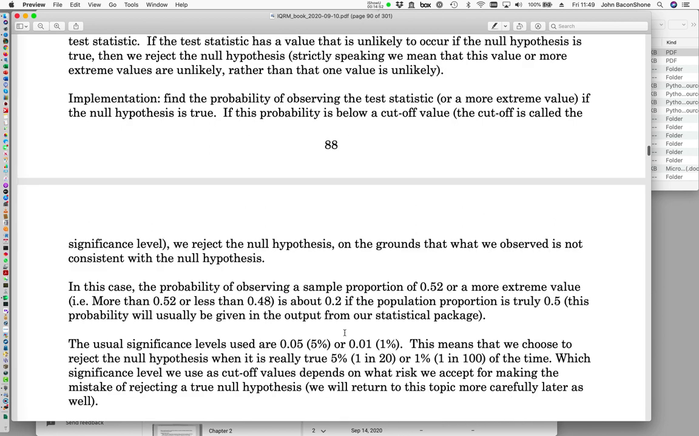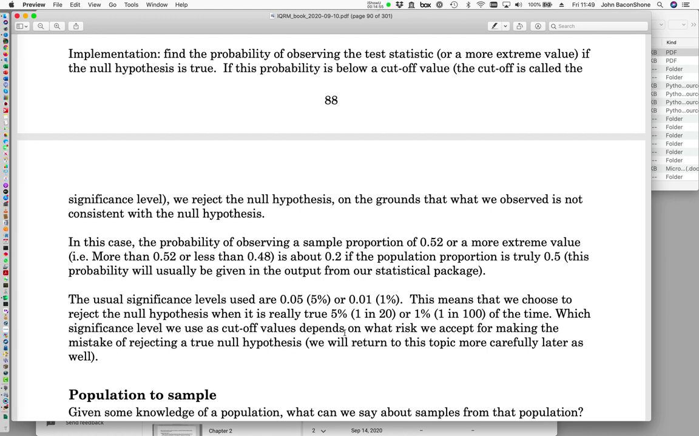And usually we wouldn't consider that to be sufficiently small. So the cutoff values we generally use are either 5% or 1%. So that means we're choosing to accept the risk of rejecting the null hypothesis when it's really true, either about 5% of the time or about 1% of the time. So which significance level we use as a cutoff value depends on what risk we're prepared to accept for making the mistake of rejecting a null hypothesis which is really true. Okay, so we'll come back to these ideas much more carefully later on.